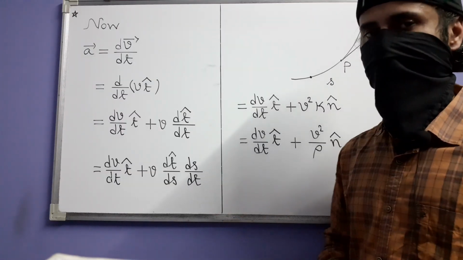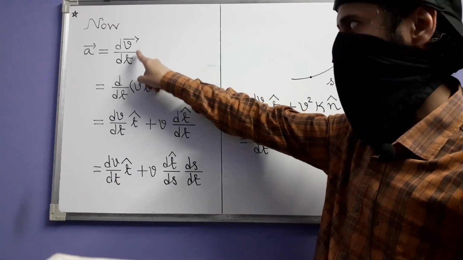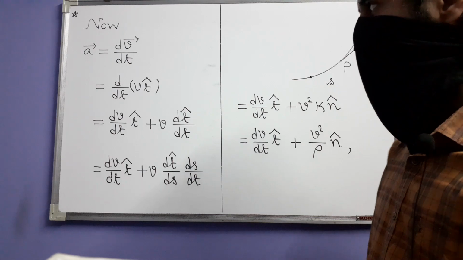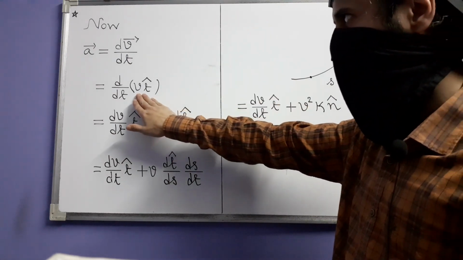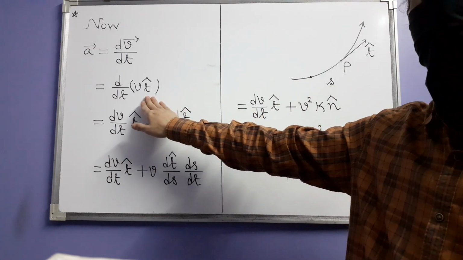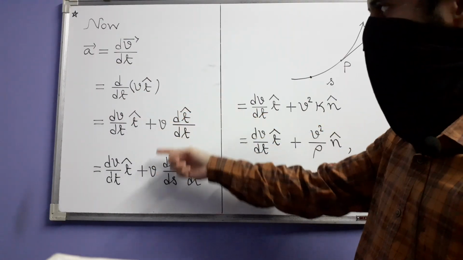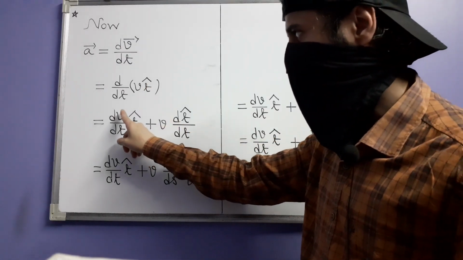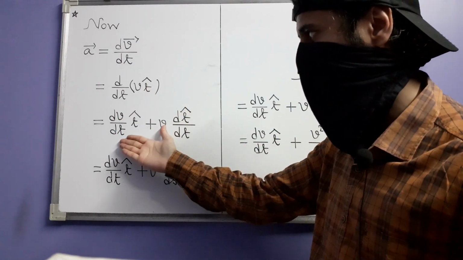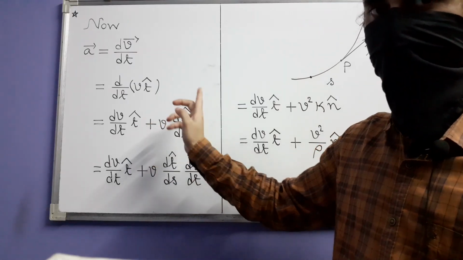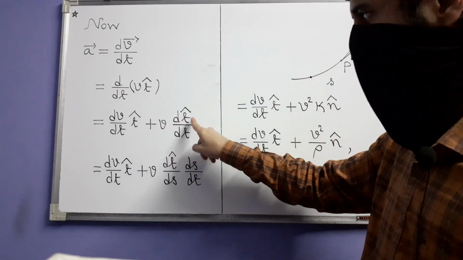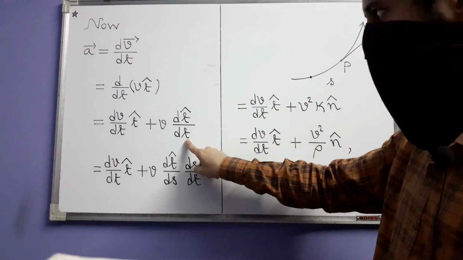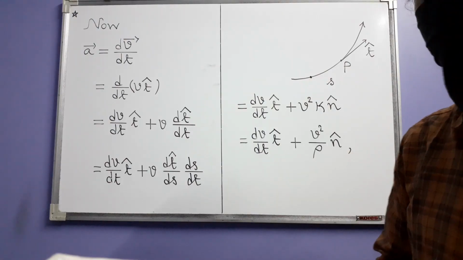So next we consider the acceleration, which by definition is dv/dt, the rate of change of velocity with respect to time. But just now we saw that the velocity vector is v times t hat, where v is the speed. So we do this differentiation using the product rule. We first differentiate v with respect to t, keeping t hat intact, and then in the next term we keep v intact and differentiate t hat with respect to t. Don't confuse yourself between these two t's. This is time and this is that unit tangent vector.